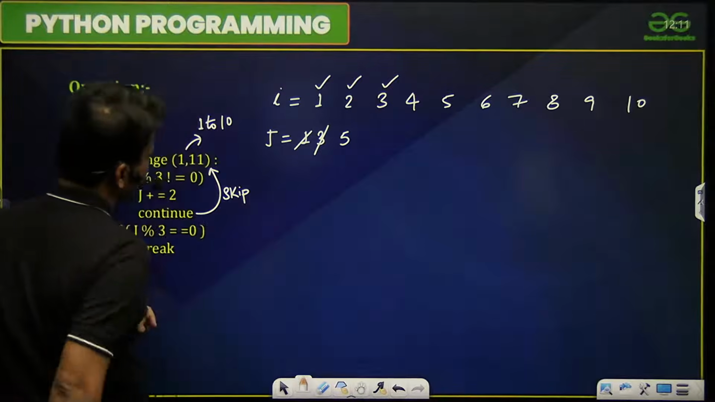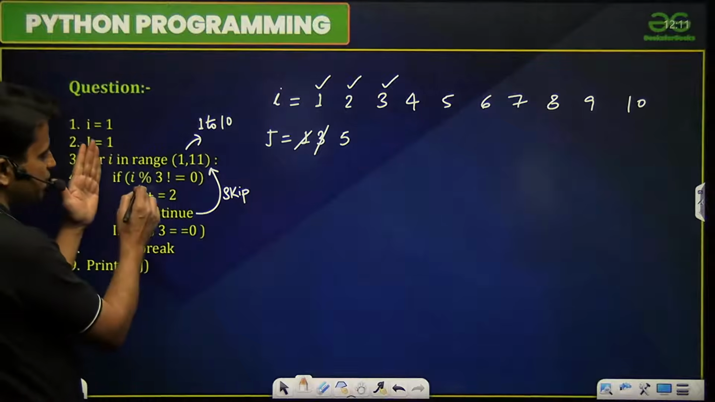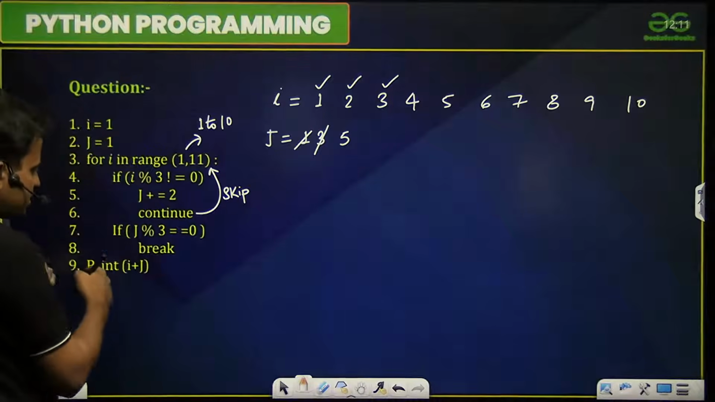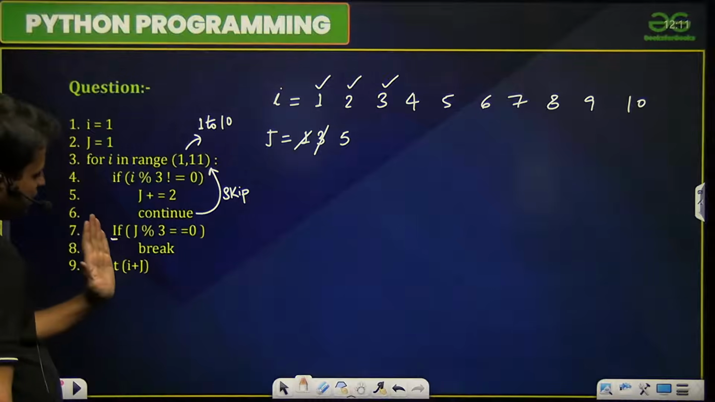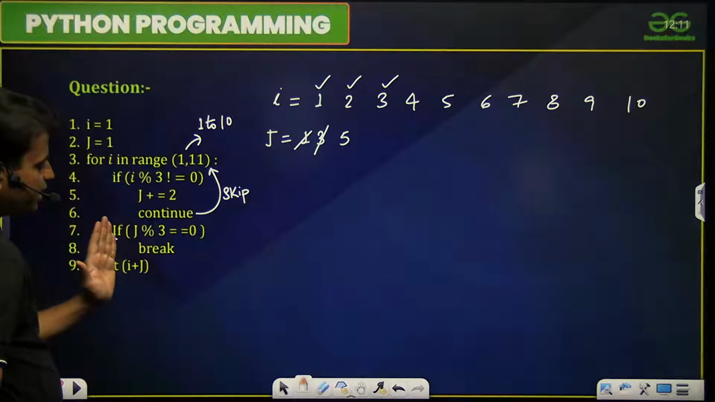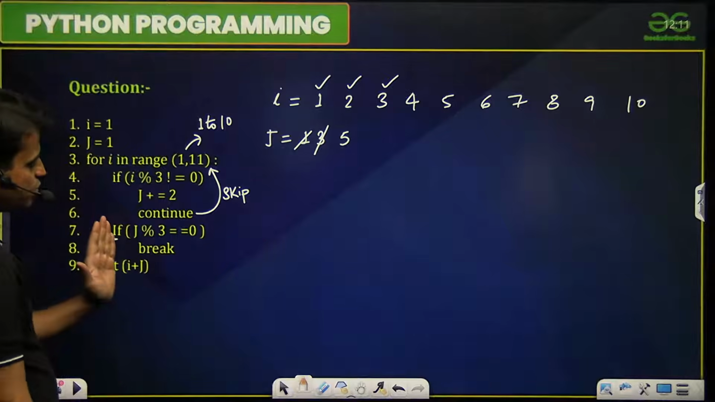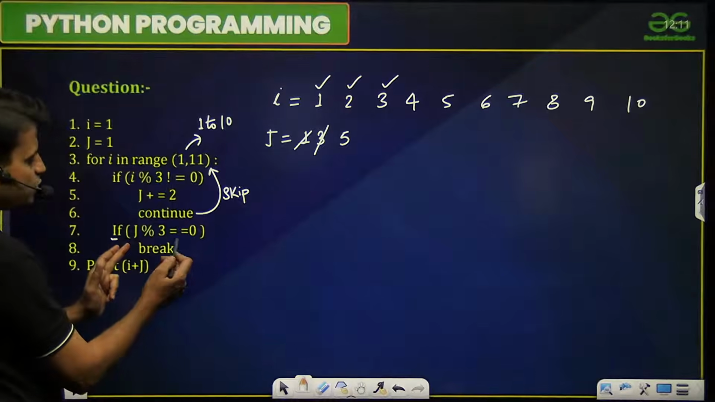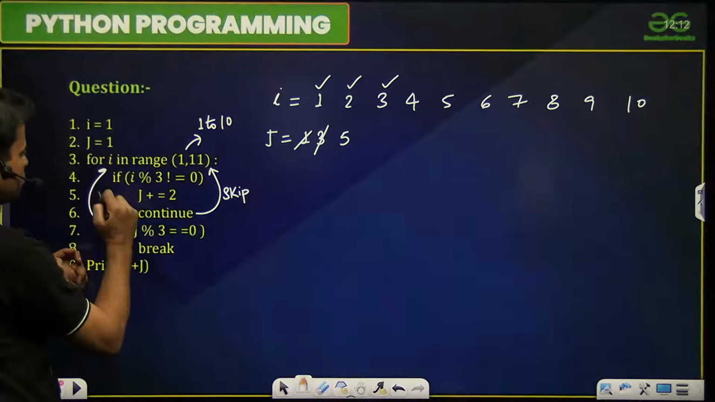Now i equals 3. 3 modulus 3 is not equal to 0? No, 3 modulus 3 is 0, and 0 is not equal to 0 is false. So continue is not executed and we come to this part. Check here, j modulus 3 equals 0? No, because j is 5. 5 modulus 3 equals 0? No, this condition is false. So break is not executed, and after this you go to the for loop.